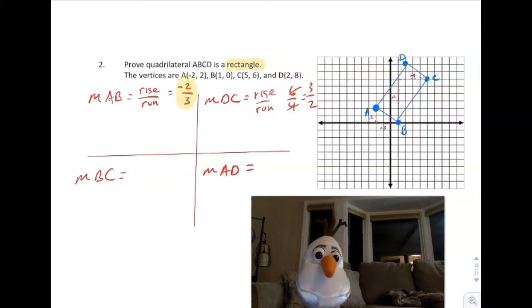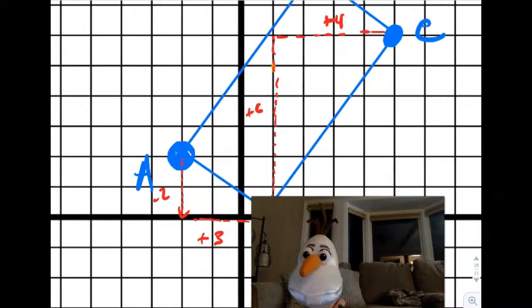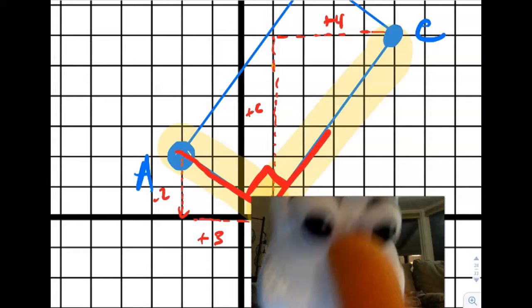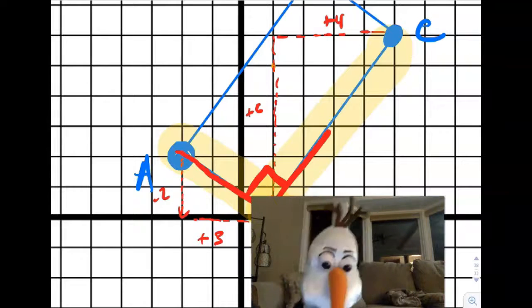So now we have a negative 2 over 3 and a 3 over 2. That looks like a negative reciprocal, which means we have a 90-degree angle. So right away I know that this and this meet at 90 because the slopes were negative reciprocals. That's important because we need a 90 to be a rectangle. Okay? All right.